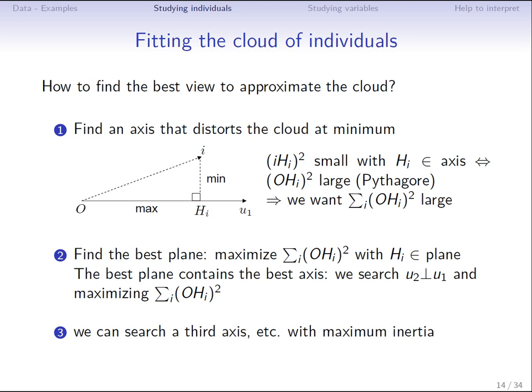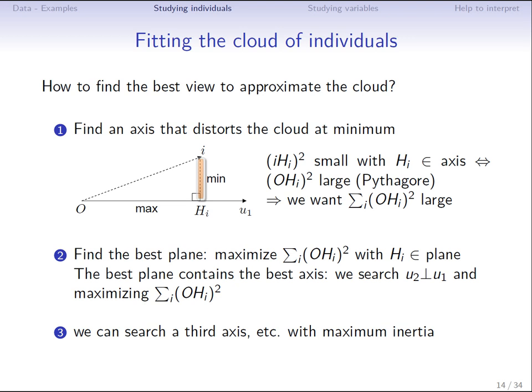If we go deeper in detail, how can we adjust the cloud of individuals? How can we find the best approximate viewpoint of the cloud? We begin with finding the first dimension, also known as the first axis, that distorts the cloud as little as possible. By denoting H_i the projection of individual i on the axis, and O the center of gravity of the cloud, IH_i squared is the squared distance between the individual in the cloud and its projection on the axis.